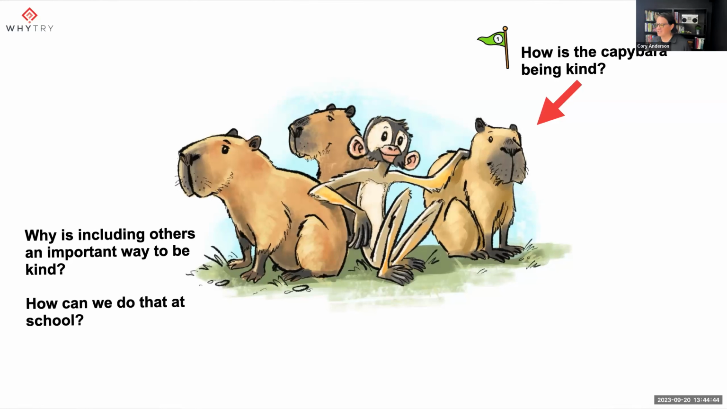What does that look like in school, in our classrooms? Imagine that you're a student in a classroom. What does that look like in school? Even think, let's use whatever grade levels you work with. What does that look like in school? Inclusion and including others.